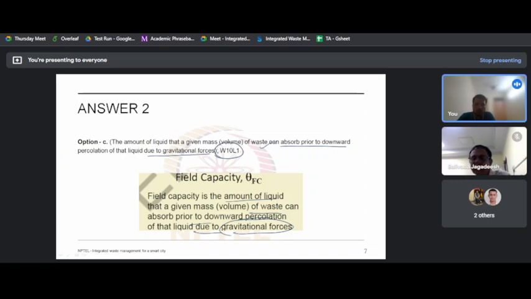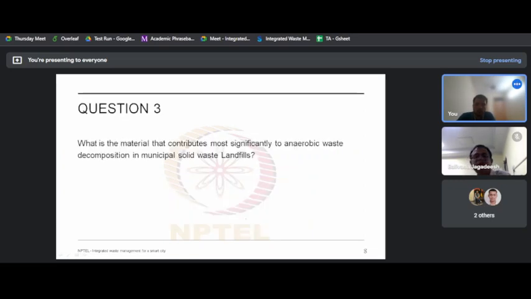Moving on to question number 3. So what is the material that contributes most significantly to anaerobic waste decomposition in municipal solid waste landfills? So the options are glass, food waste, rubber, and metals.